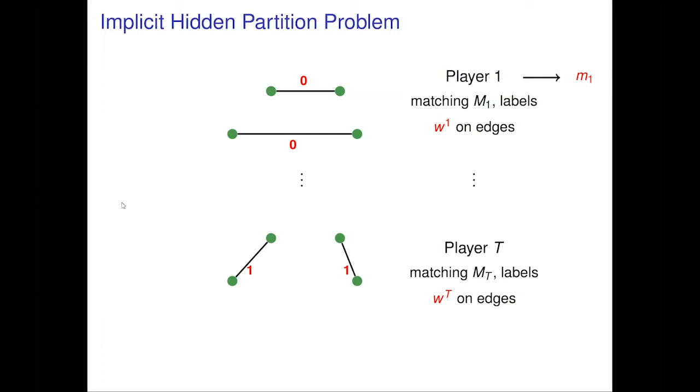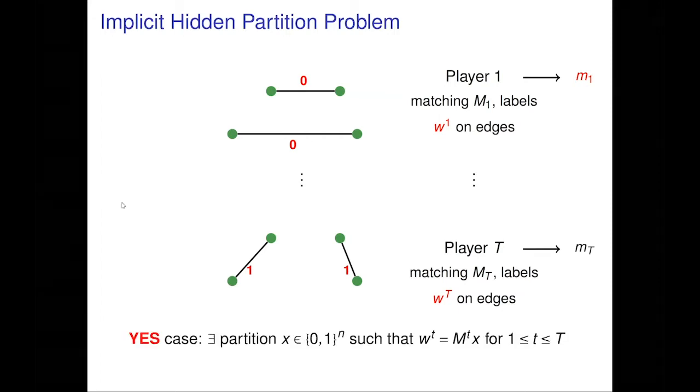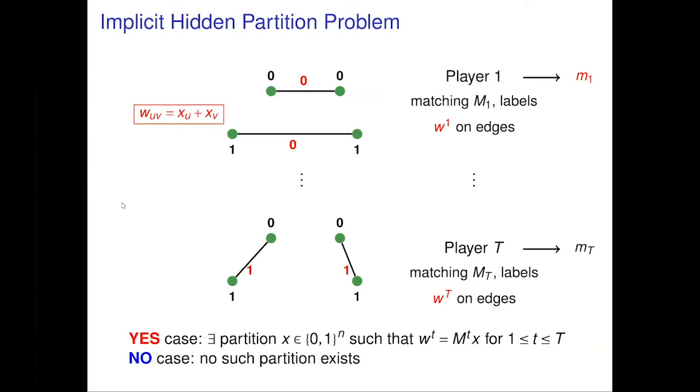So players 1, 2, and 3 speak in turn, and the last player should output the answer. The answer to what? We want to distinguish between two cases. In the yes case, there exists a partition X. Here is the partition shown on the slide; these are the bits on the vertices, shown in black. In the yes case, there's a partition X such that the labels are consistent with the bipartition for all the matchings MT, for T between 1 and capital T. And in the no case, there is no such partition.